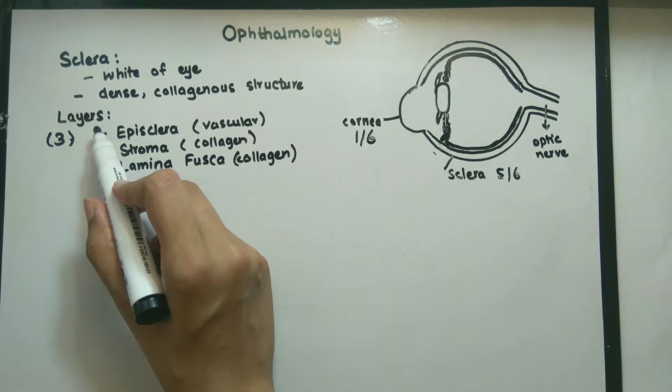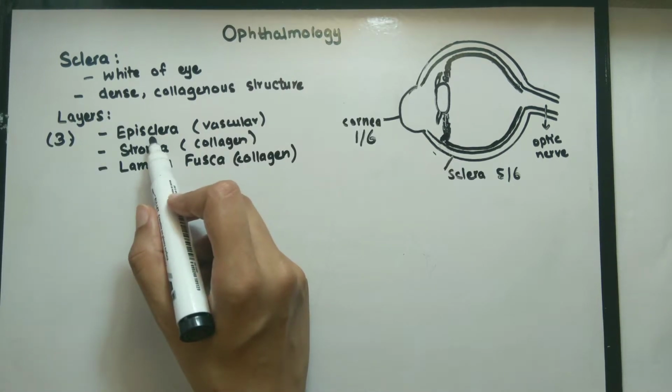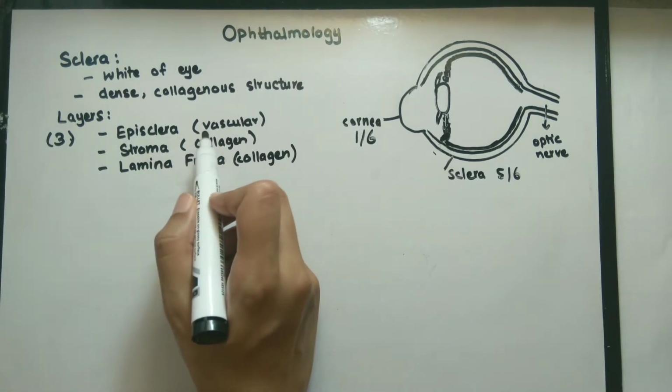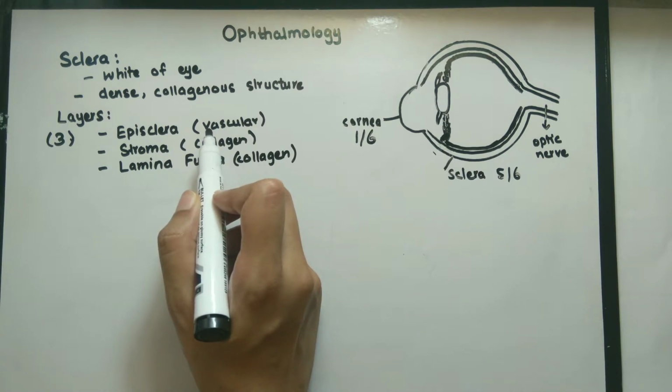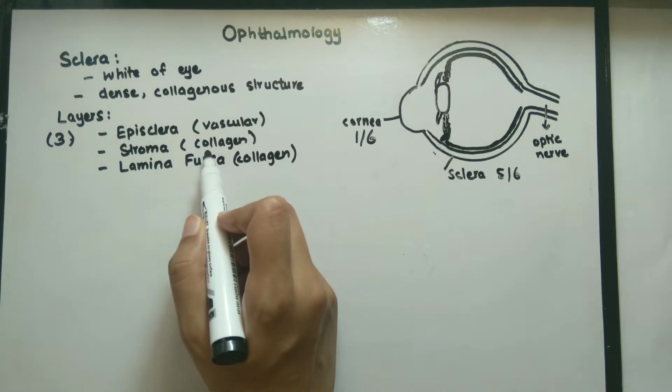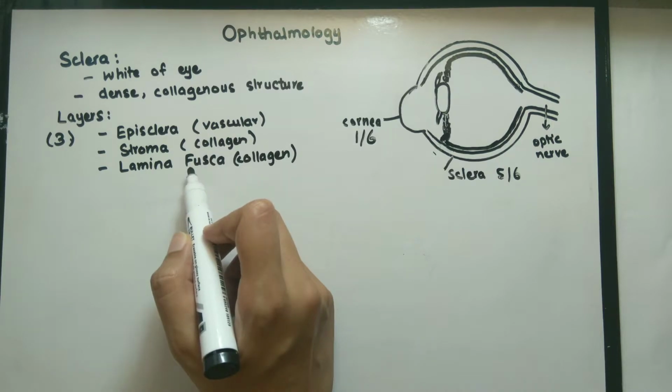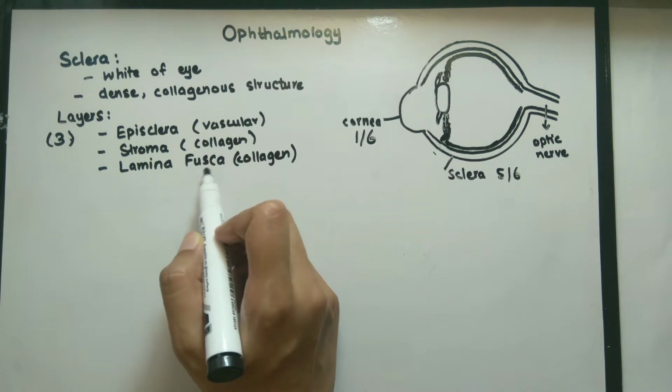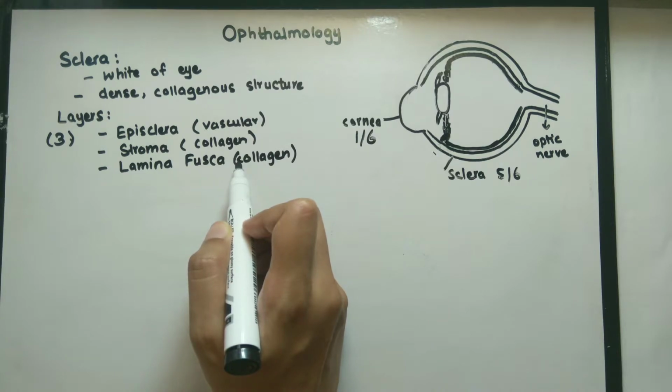Sclera is divided into 3 layers, moving from outer towards inner. First comes the episclera, which is a vascular connective tissue layer. Second comes the scleral stroma. It is mainly of collagen, but here bundles of collagens are present. In lamina fusca, which is the innermost layer of the sclera, it contains fine collagen fibers.